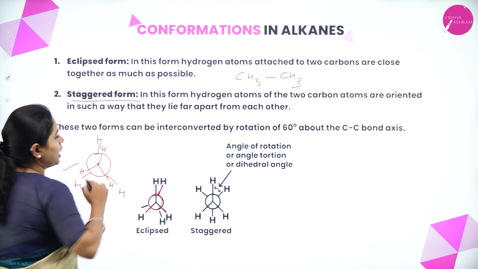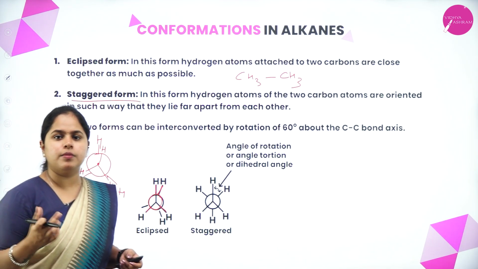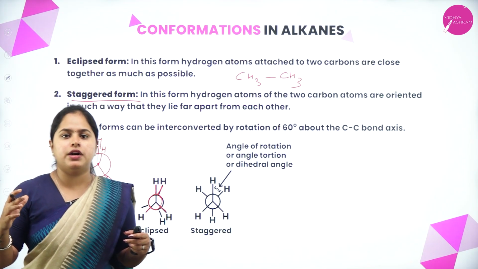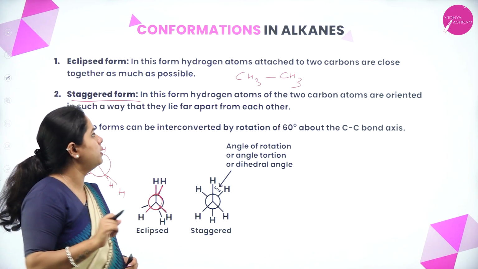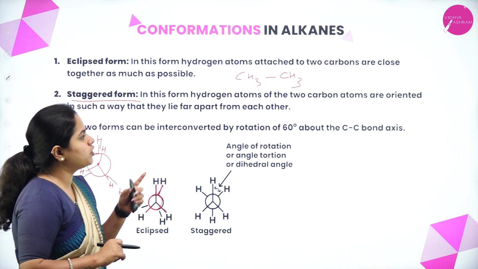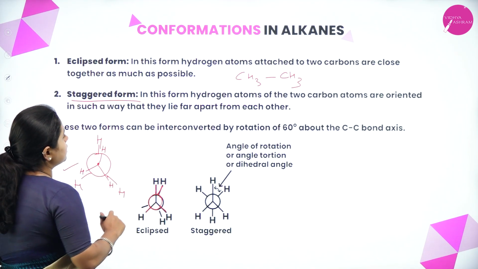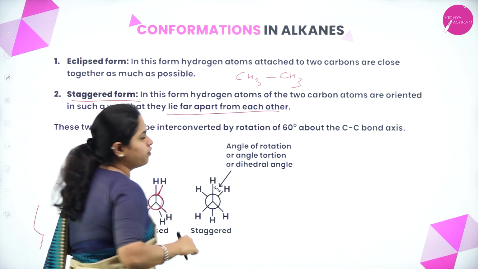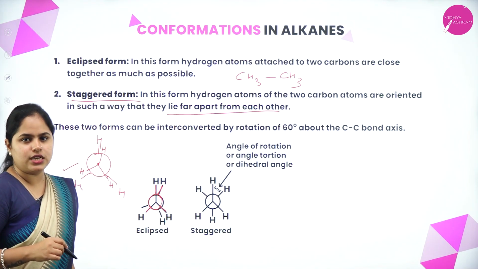The next one is the staggered form. Now what will be staggered? Yes, the hydrogen atoms of the carbon atoms will be as far as possible. So in this form, hydrogen atoms of the two carbon atoms are oriented in such a way that they lie far apart from each other. So this is what a staggered structure is.